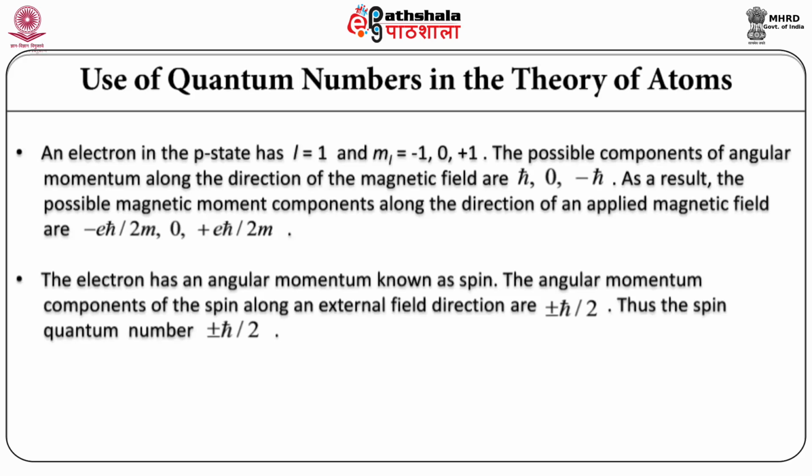Finally, the electron has an angular momentum known as spin. The angular momentum components of the spin along an external field direction are only 2, plus minus h cross by 2. Thus, the spin quantum number is simply plus minus half.